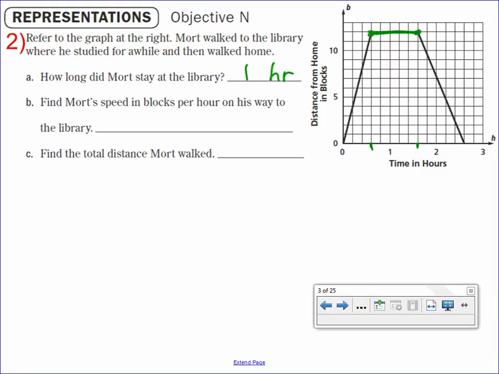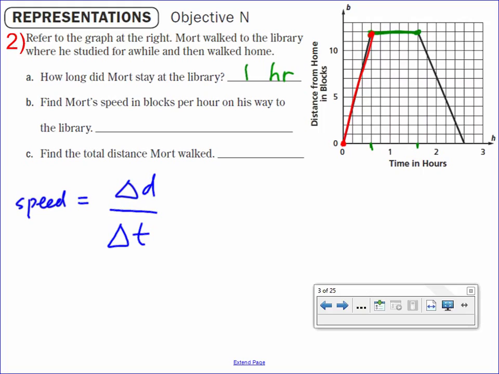Next, find Mort's speed in blocks per hour on his way to the library. Blocks per hour, and so speed in general is given by my change in distance over change in time. Oftentimes this little triangle is used to represent change, the change in a quantity. And as I look at that first line segment in red, on his way to the library, he would go from the point 0, 0 to the point 3 fifths of an hour, 12 blocks.